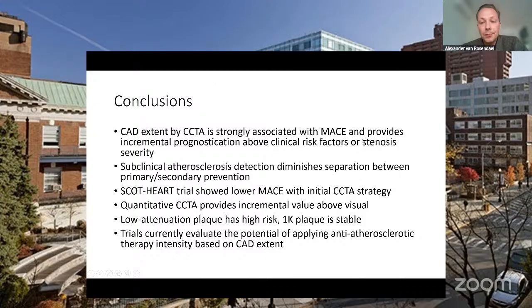So in conclusion, coronary artery disease extent by CCTA is a very strong predictor for MACE, and it's a much stronger predictor than cardiovascular risk factors and stenosis severity only. By doing CT, we move away from the very strict difference between primary and secondary prevention, because the patients with a lot of plaque are, in my opinion, sort of secondary prevention patients.